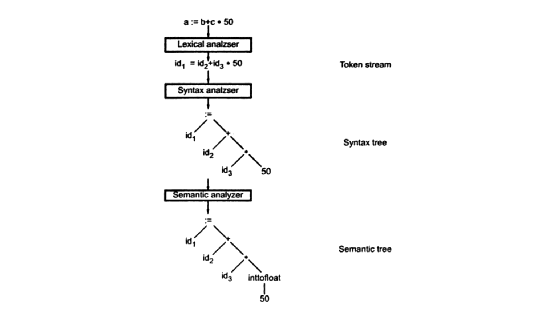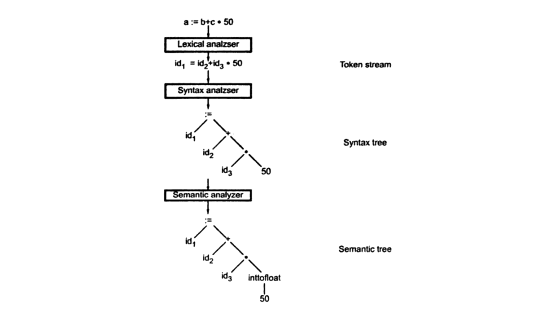So after the lexical analyzer, the expression will be id1 equal to id2 plus id3 into 50. And then next it goes through the syntax analyzer. The syntax analyzer generates a parse tree, as you can see. So basically we are constructing the parse tree using the same expression.